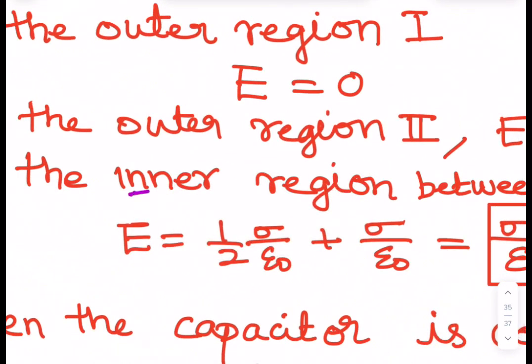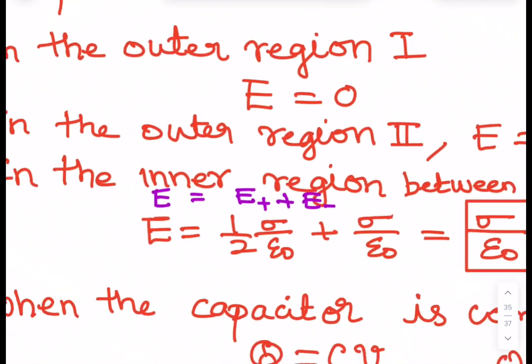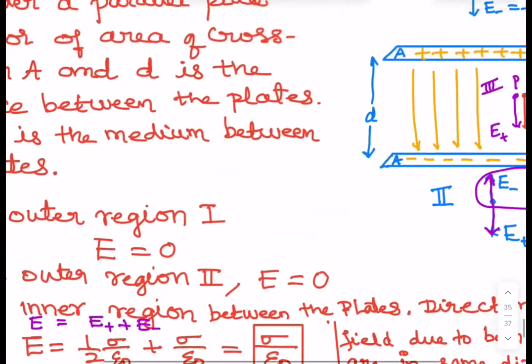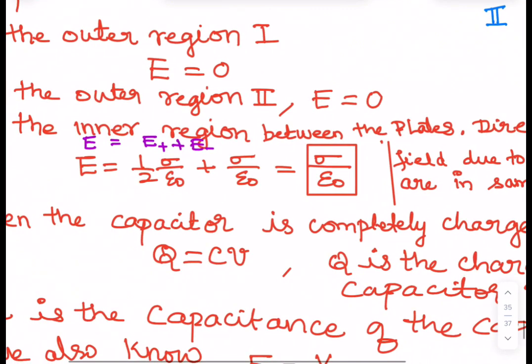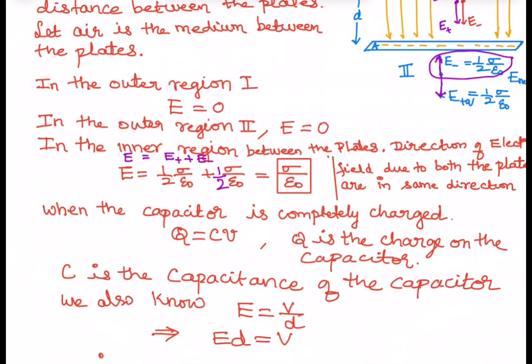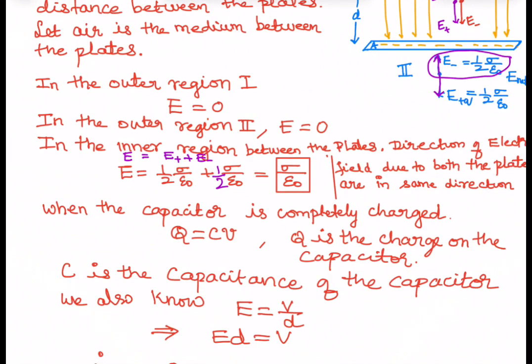So E is equal to the electric field due to the positive plate plus the electric field due to the negative plate. Then you know its value: half of sigma by epsilon naught plus half of sigma by epsilon naught. Half plus half becomes 1. So it is just sigma by epsilon naught, the total electric field between the plates.